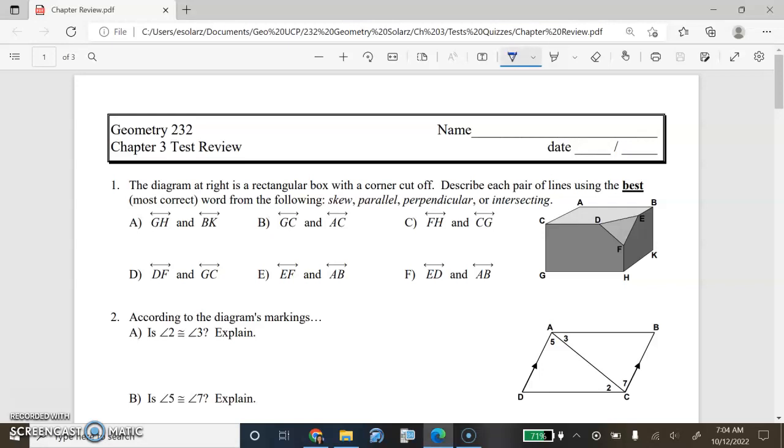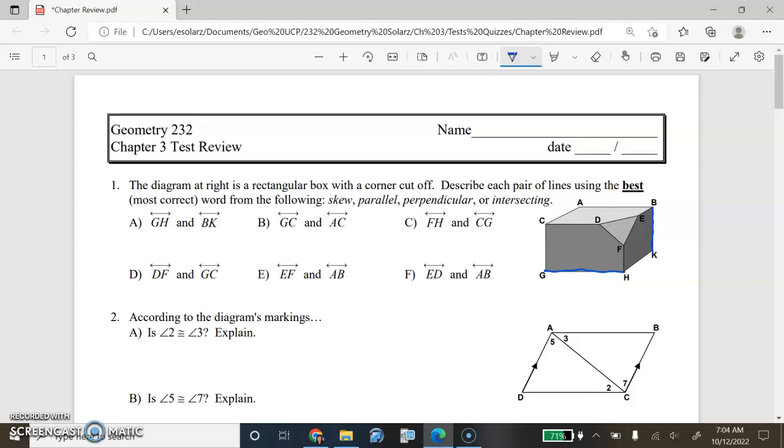So let's take a look here at GH and BK. GH is going along the bottom of the front here. BK is going along the back. So the first question is, are the lines on the same plane? The answer to that for these two lines would be no. The GH is on the front, it's also on the bottom. BK is on the back, and it's also on the right side, so those are not on the same plane.